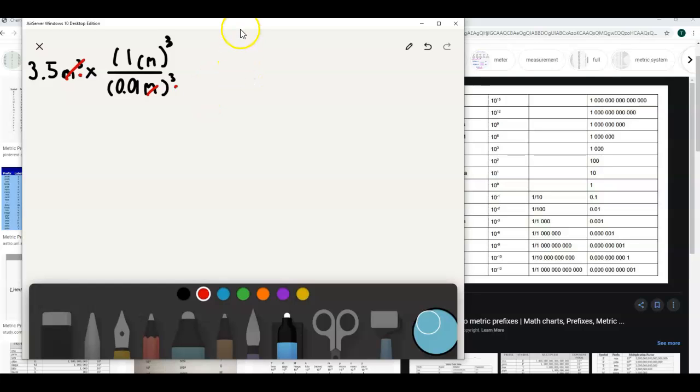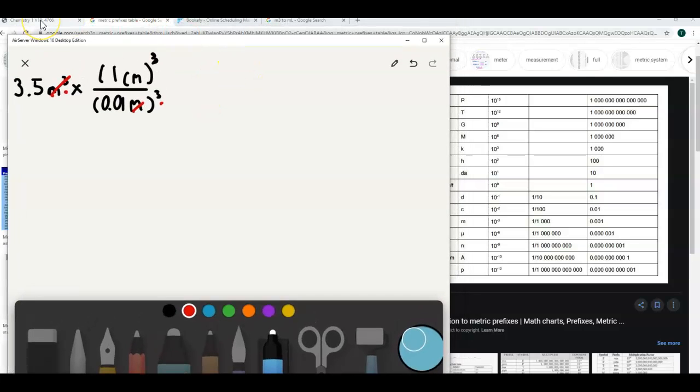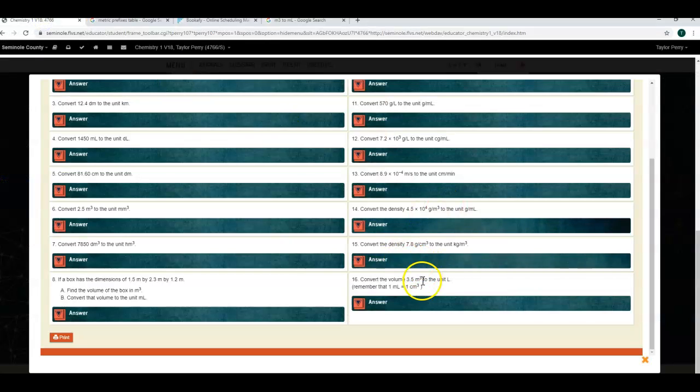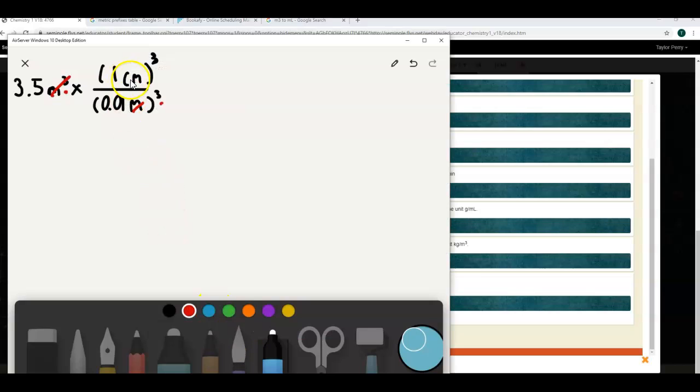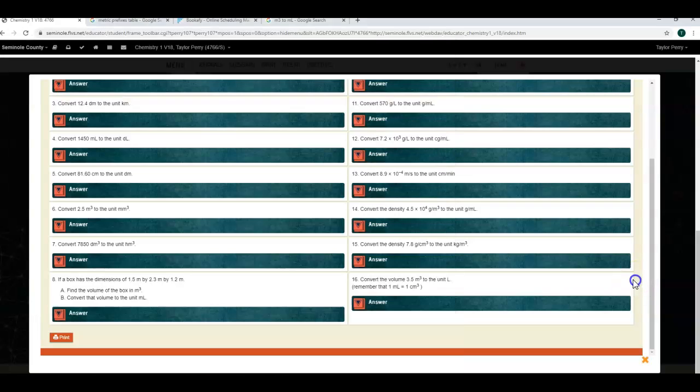But I don't want centimeters cubed. We're not done yet. This is probably the hardest question on this, because it's asking us to convert this into liters. The first thing we have to do is, well, we just converted things into centimeters. Now that we know what our value is in centimeters, we can convert it to milliliters and then convert milliliters to liters. Okay, so that's our next step.